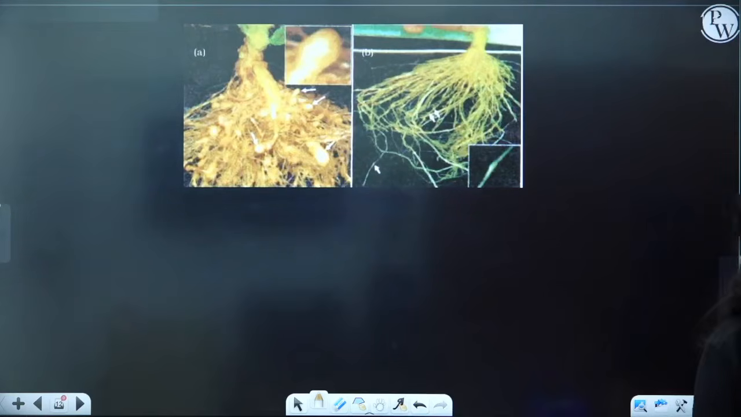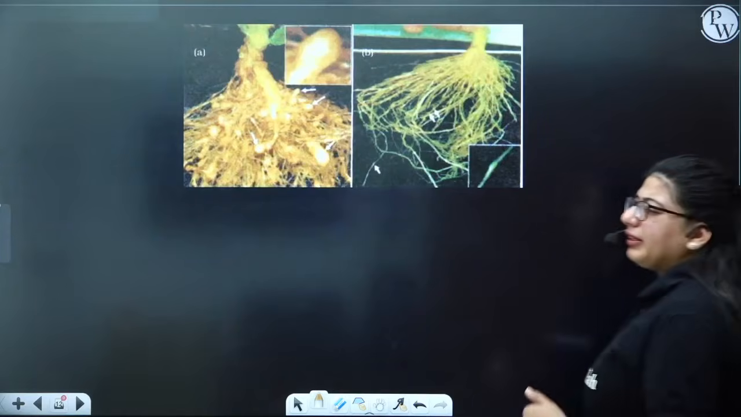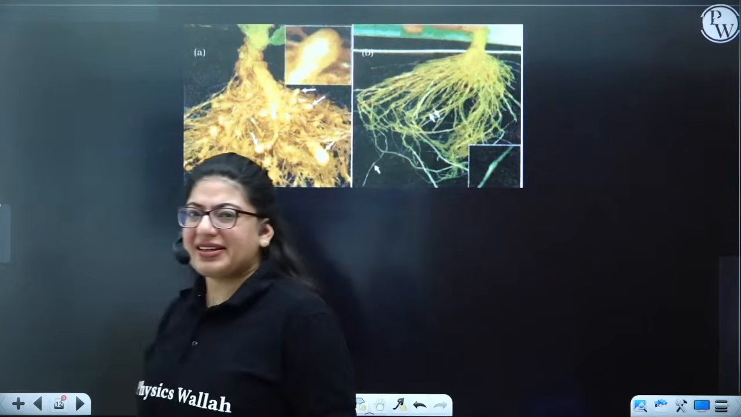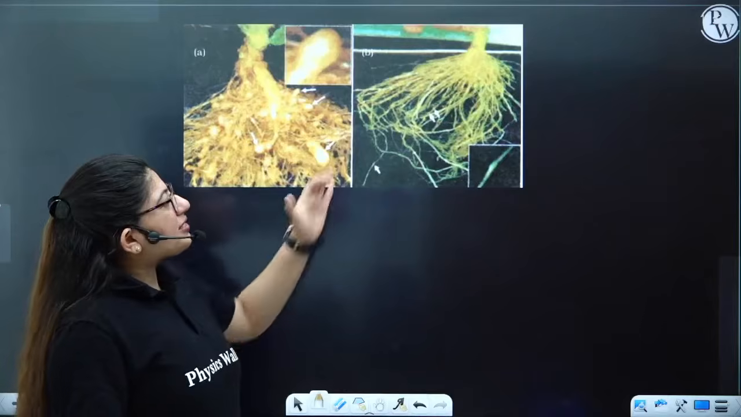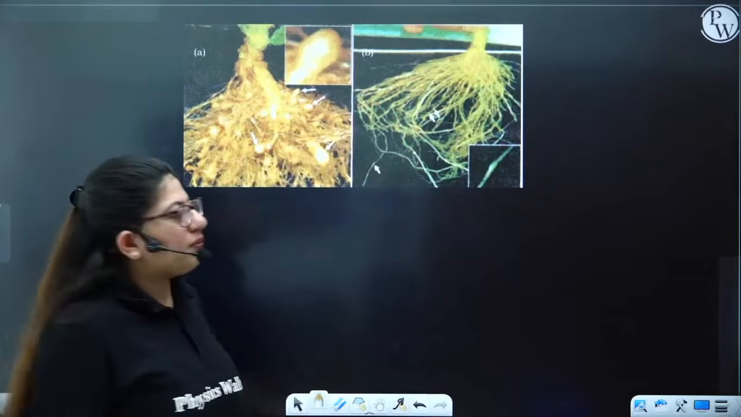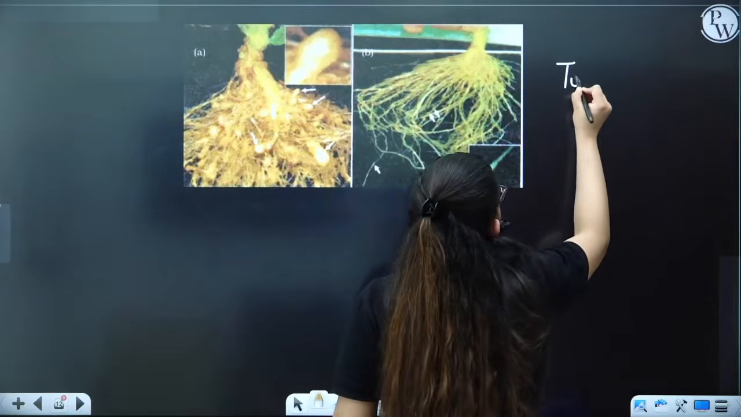It's also given in the NCERT. What is this? Yes, that's a tobacco plant's root. So what is the plant we have? Tobacco plant.